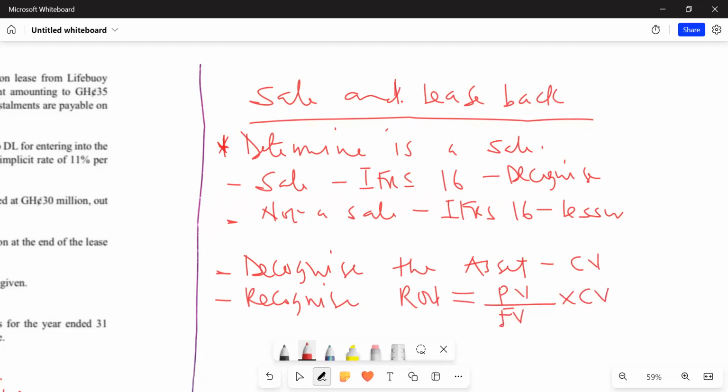So you are going to sell the asset at the fair value. Okay, but out of this fair value, you are maintaining this portion of the asset, which is the present value of the minimum lease payment. So out of the carrying amount, how much are you transferring to the customer and how much are you keeping out of the carrying value? That is the present value over the fair value, that is the carrying value. That is how we calculate the right of use.